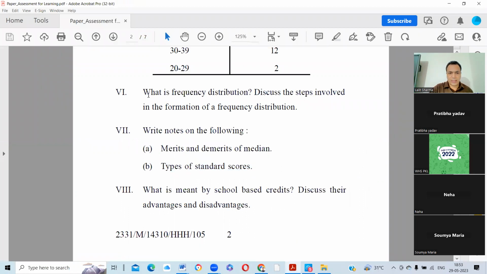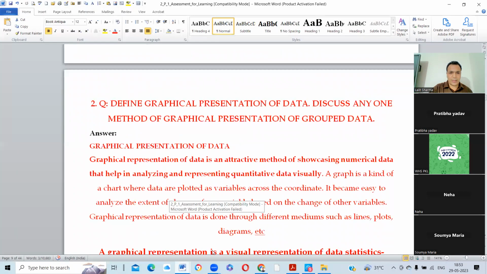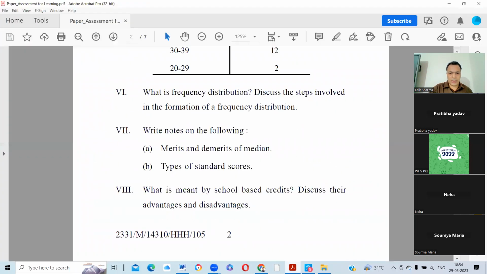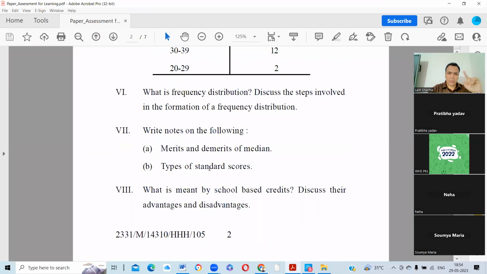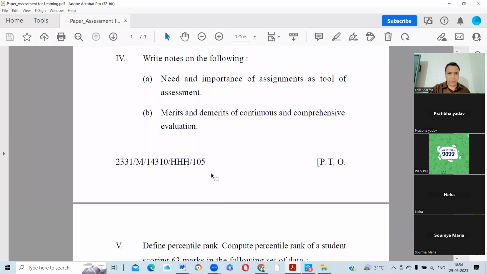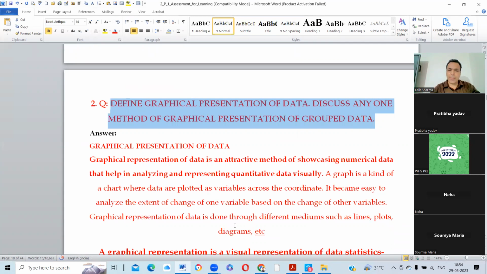Okay, now we are discussing the long question. Second is graphical presentations of data. This we have done. You can see, guys, this is graphical representations of data. It has probably come in your paper the year before last. Discuss any one method of graphical presentations of grouped data. Under the statistical part, graphical presentations of data, right?